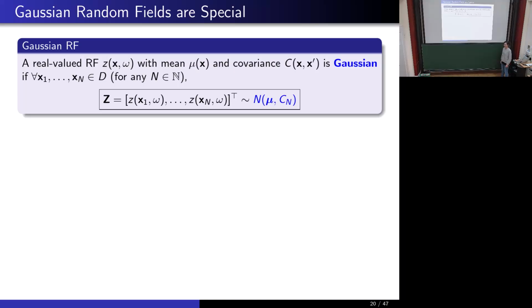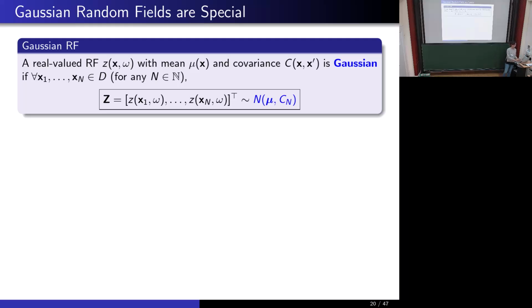So far, I have not said anything about distributions. You can't just take a mean and a covariance function and say that's my random field. You've got to specify the distribution. So, for now, I'll talk about Gaussian random fields only. What is a Gaussian random field? Gaussian random fields are special.